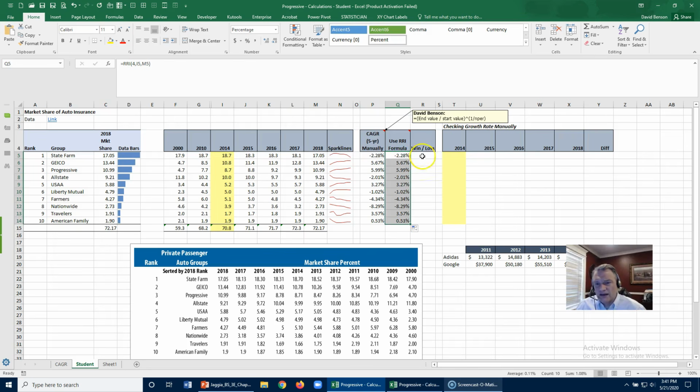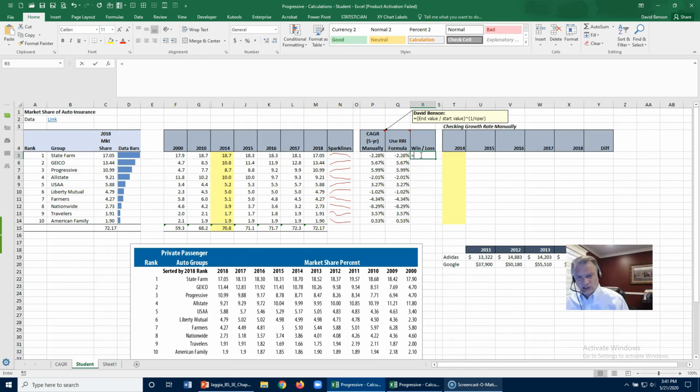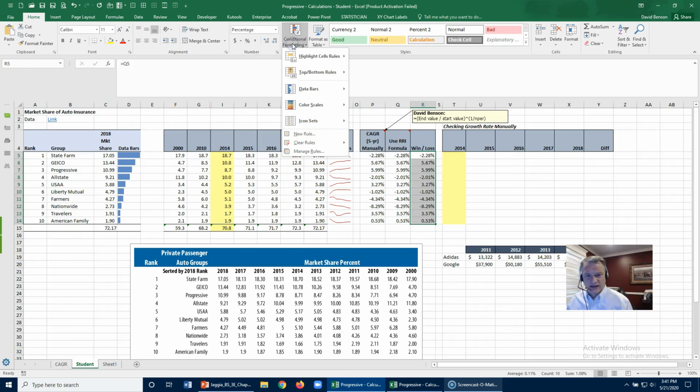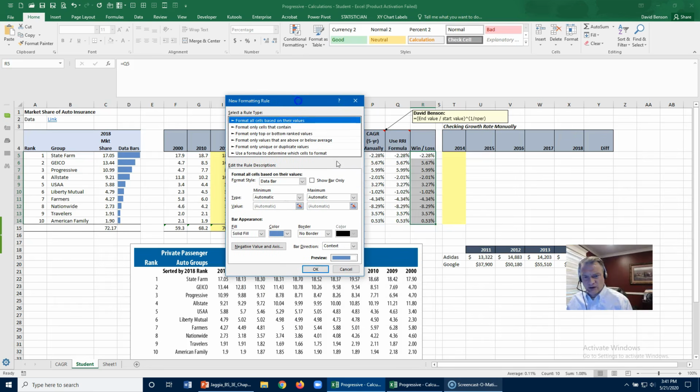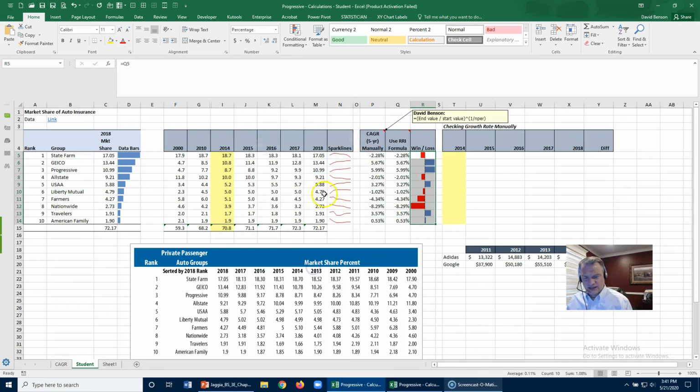Okay, and then in column R, what I'm going to have you do is we're going to do data bars, but we're going to do what's called win-loss bars. And so we're going to do equals this, just like before. Okay, and then we're going to go to conditional formatting, data bars, more rules, show bar only. Okay, and the nice thing is you can see which ones have grown and which ones have not, and it also puts, anybody who's declined is in red and the growth is in the blue.